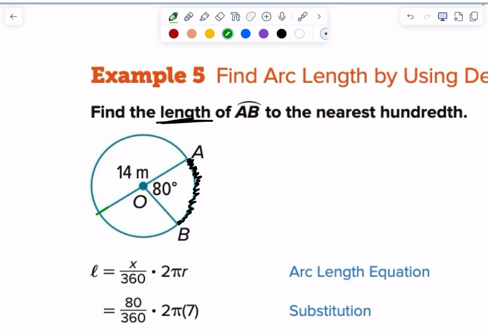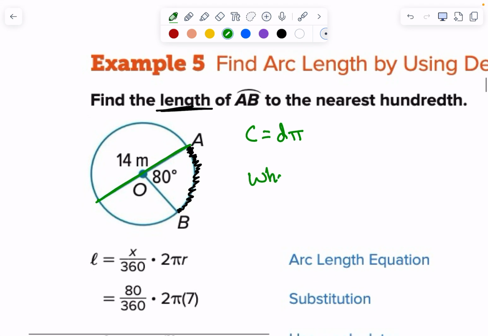I know that the diameter is 14, right? But AB is a portion of the circumference. We know how to find circumference. It is diameter times pi, true? So if I want the whole circle, it will be 14 pi, true? But I don't want the whole circle. I only want 80 degrees of it. So now what do I do?